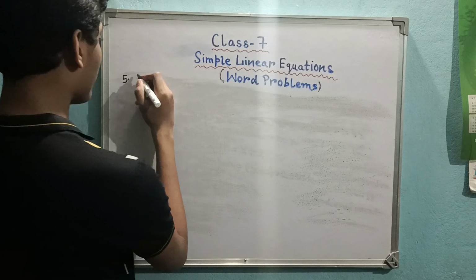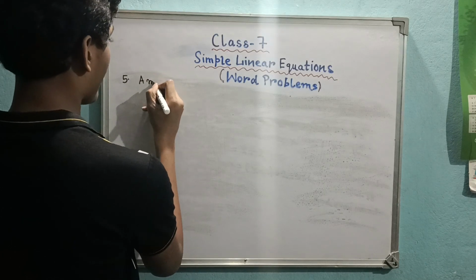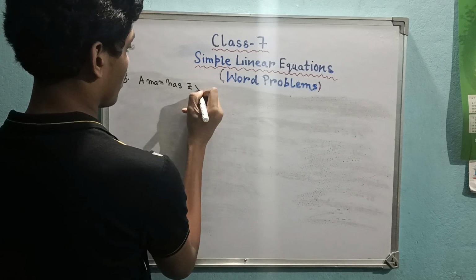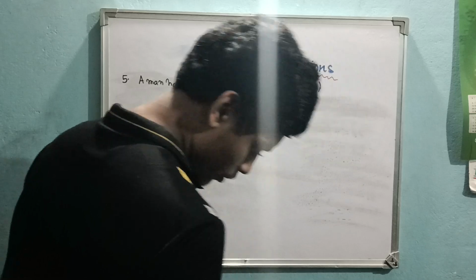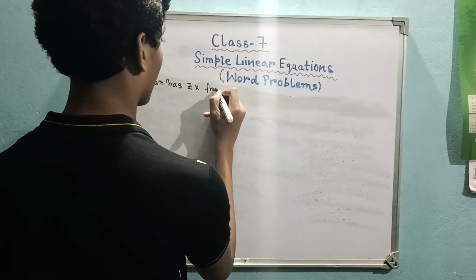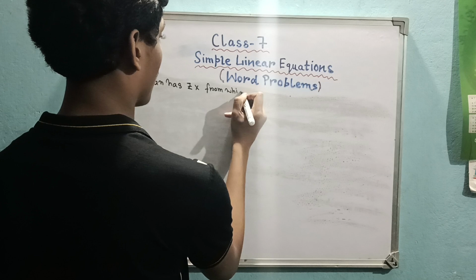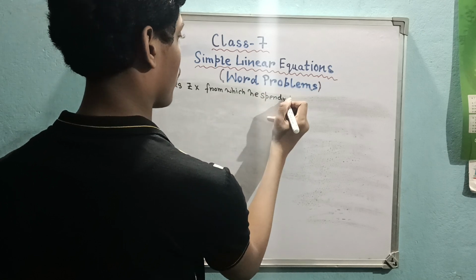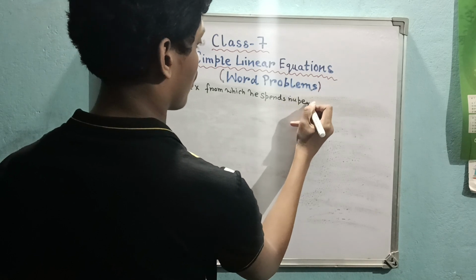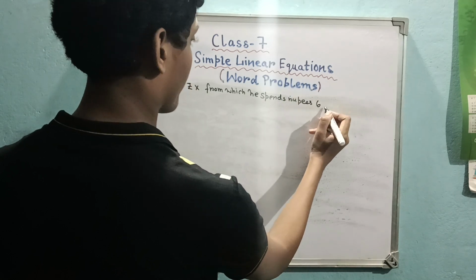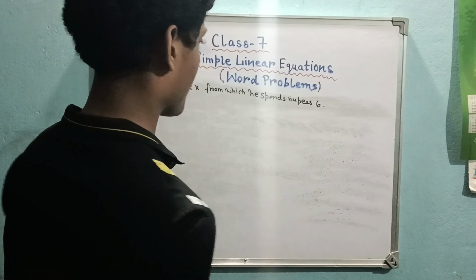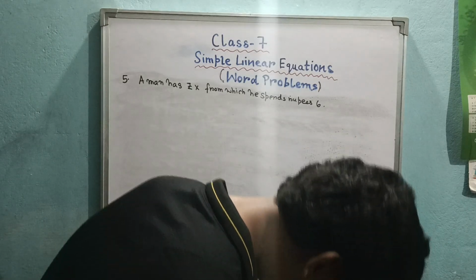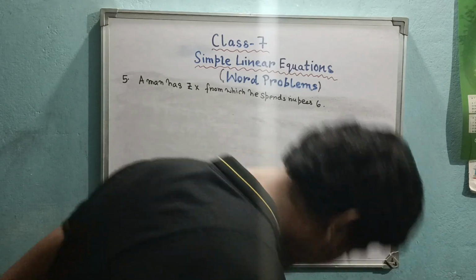So this is a little bit different. Now I have rupees. A man has rupees x, from which he spends rupees 6. If twice of the money left with him is rupees 86.